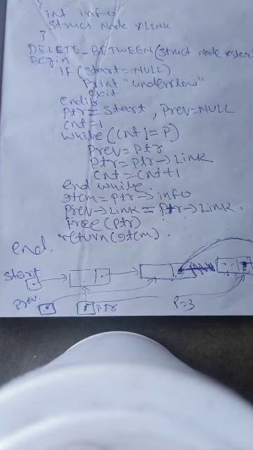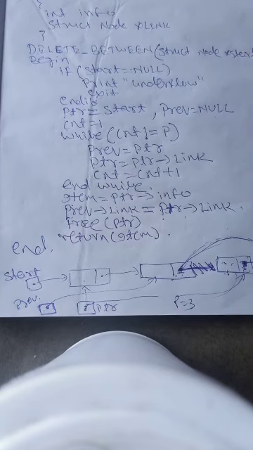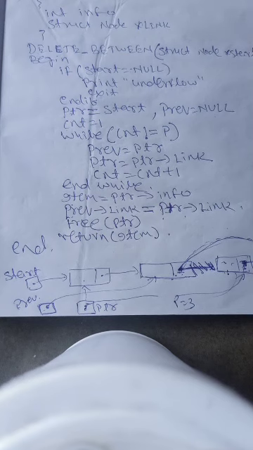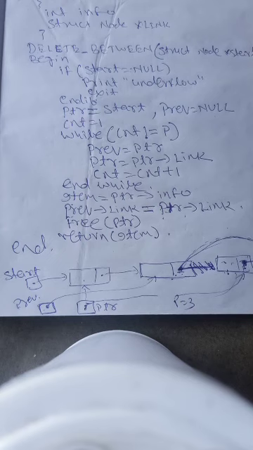So this is how you can remove a node from a single linked list. There are three algorithms: one to remove a node from the beginning, one to remove a node from the end, and one to remove a node from in between the first and last. That means from any position you can remove.